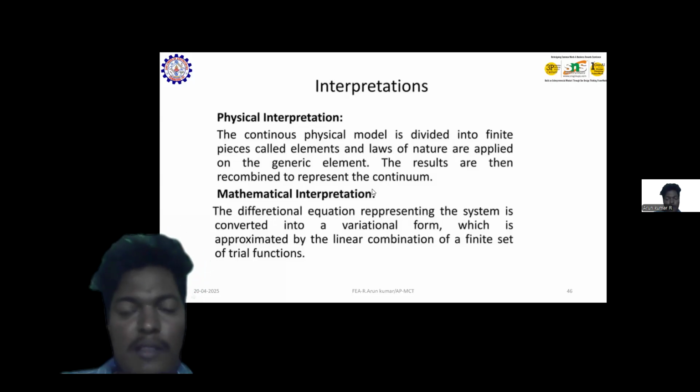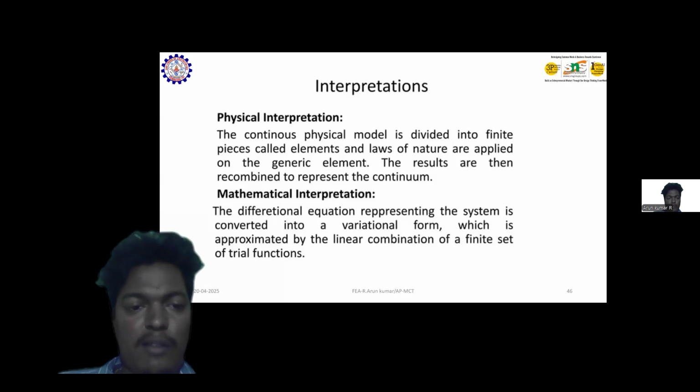Good morning. In this lecture series, we will see how FEA interpretation works. The interpretation is classified into two: one is a physical interpretation and the other is a mathematical interpretation.